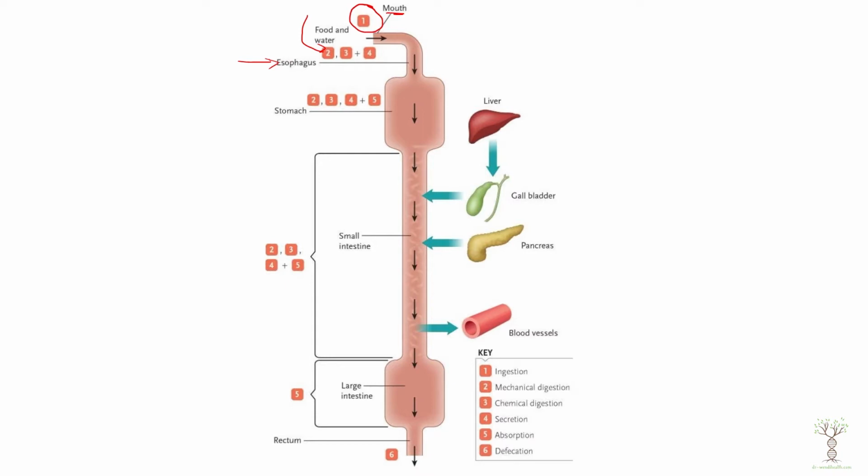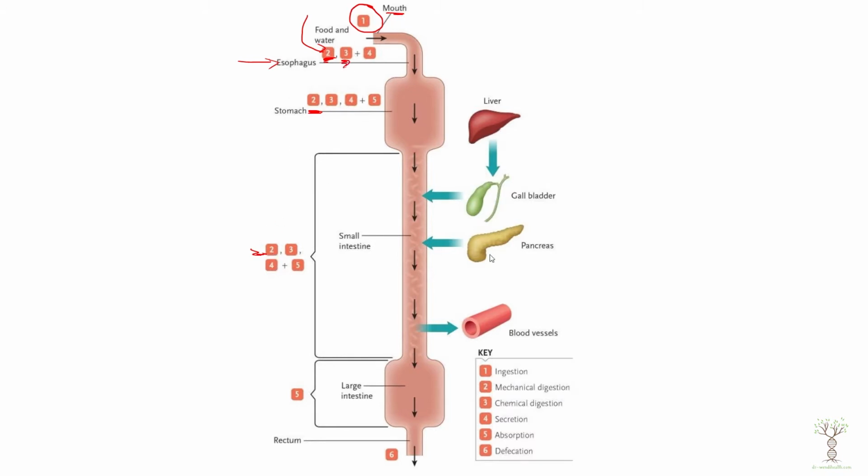Okay, so number 2 is our mechanical digestion. This is when we're breaking large food molecules into small food molecules. So this will happen in the mouth when we're chewing. It will happen in the stomach when the stomach muscles are contracting. It will happen in the small intestine when the small intestine muscles are also contracting. Okay, so mechanical digestion happens in the mouth, stomach, and intestine.